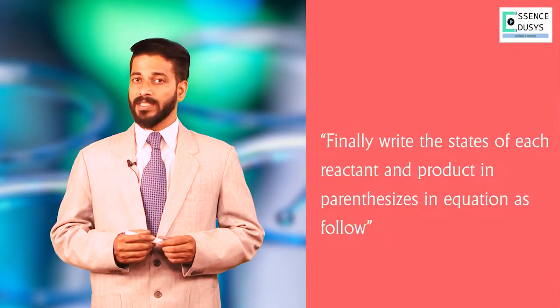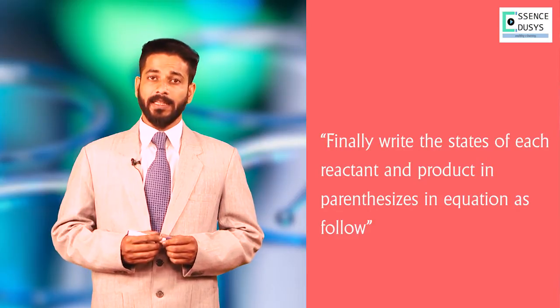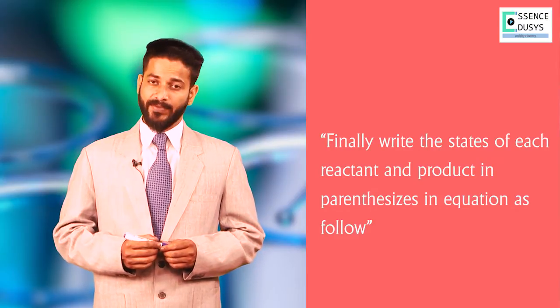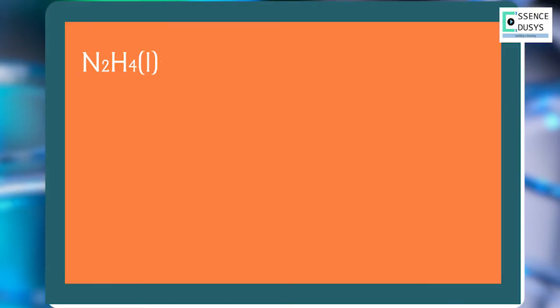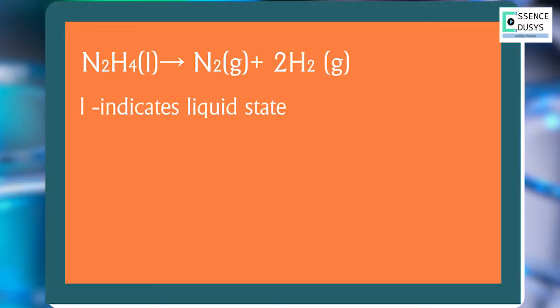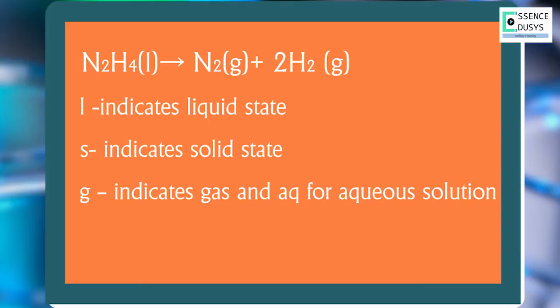Finally, write the states of each reactant and product in parentheses in the equation as follows. N2H4(l) gives N2(g) plus 2H2(g). Here l stands for the liquid state, s for solid, and g for gaseous, aq for aqueous solution, that is dissolved in water. In a similar manner, balance the second equation. 2H2 plus O2 gives 2H2O.